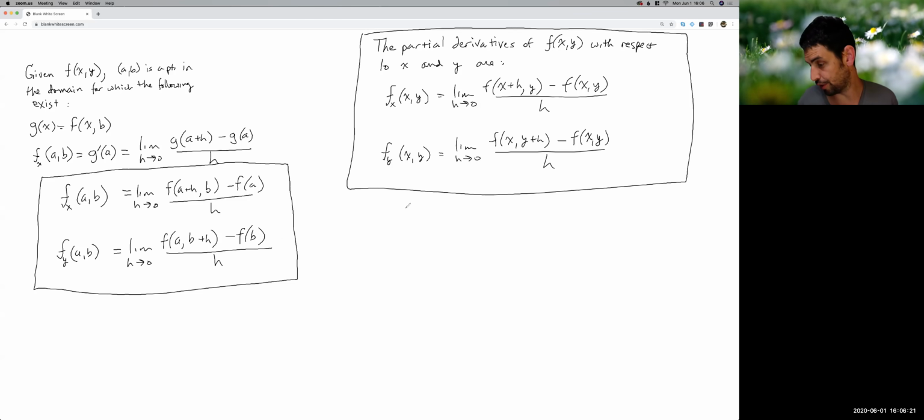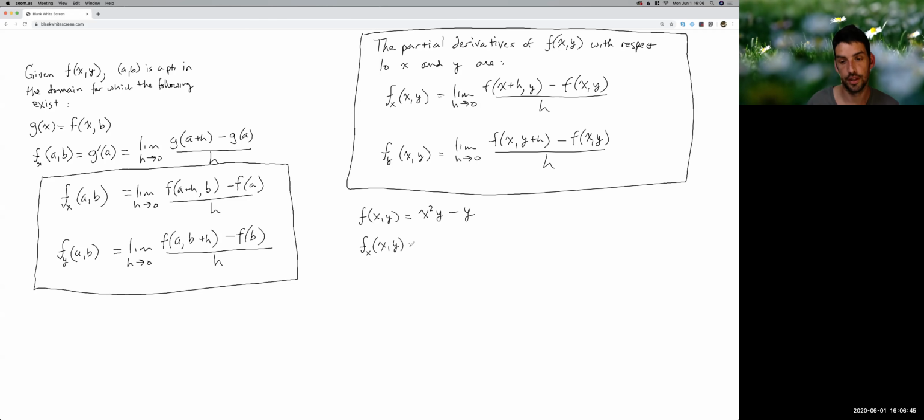Because in order to do this, we just regard, well, let's just do an example. This will be the easiest way to explain this, I think. Let's look at the function f of x y is equal to x squared y minus y. I'm going to start by computing the partial with respect to x. The idea is I consider y as a constant and x as my variable.